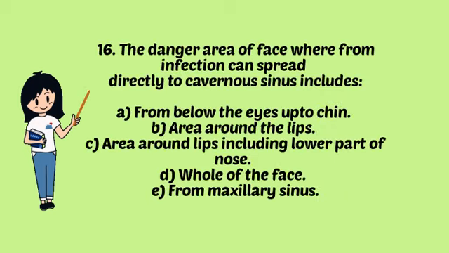16. The danger area of face wherefrom infection can spread directly to cavernous sinus includes A. From below the eyes up to chin. B. Area around the lips. C. Area around lips including lower part of nose. D. Whole of the face. E. From maxillary sinus. Option C is correct, area around lips including lower part of nose.